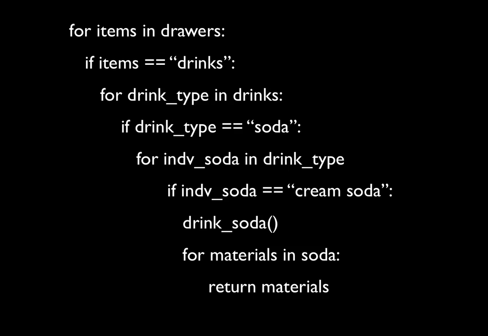Here's the full code. There might be little errors and stuff like that in it, but this is essentially what's going on with the code. It says for items in drawers, so we're opening all the items in the drawers. If the items equal drinks, let's take those drinks out, and we're going to look through all of those drinks. If the drink type of those drinks is a soda, then we're going to take all those out, and we're going to look through each individual one of those drink types. And then if any individual one of those is cream soda, we're going to drink that soda. Then we're going to look at all the materials within that individual soda, and we're going to return those materials.